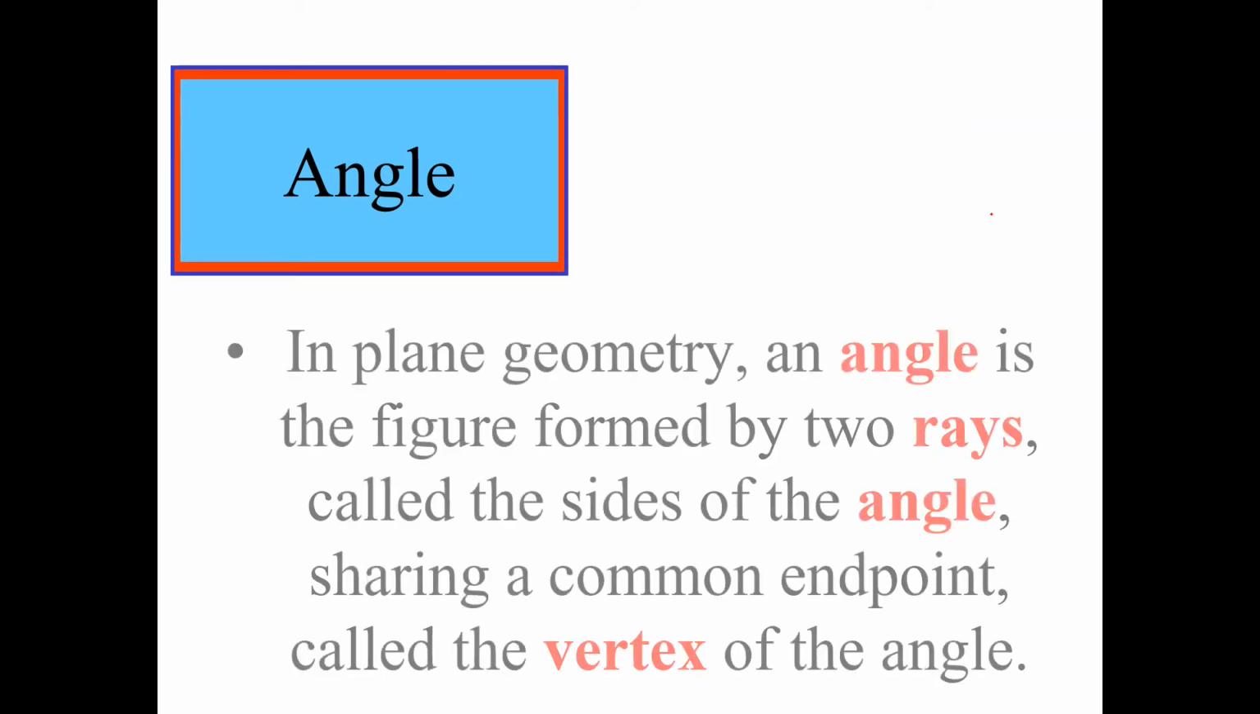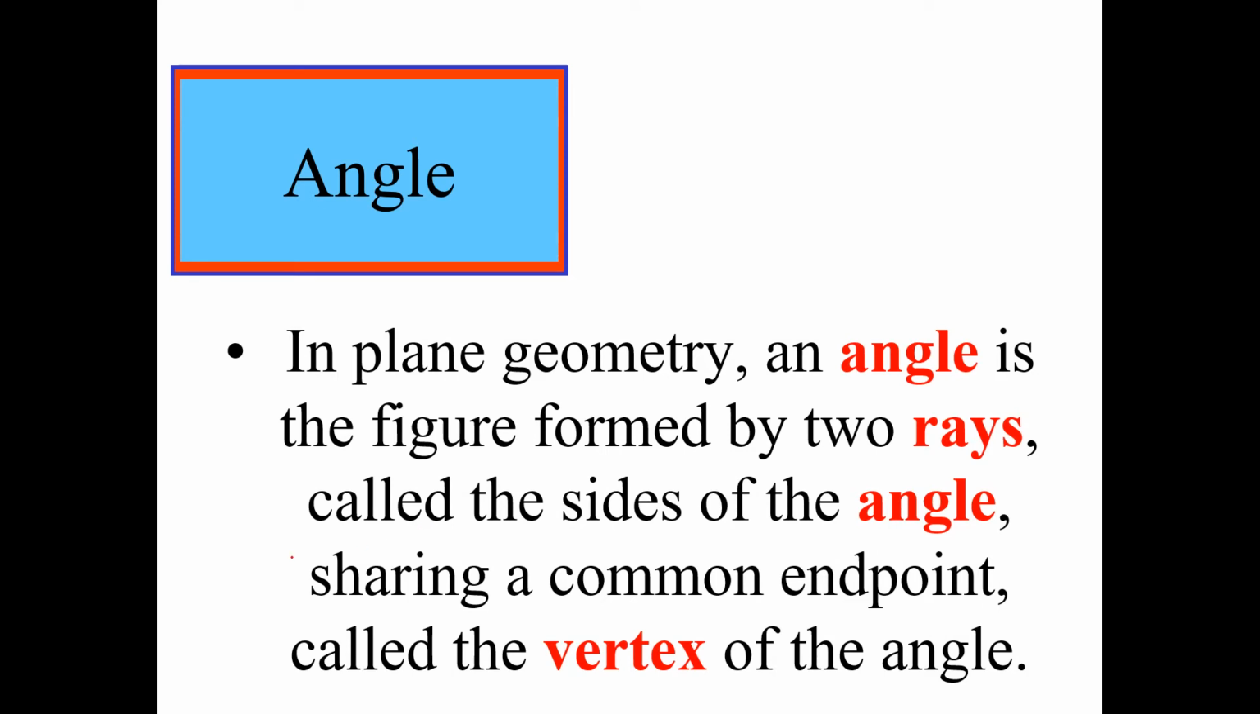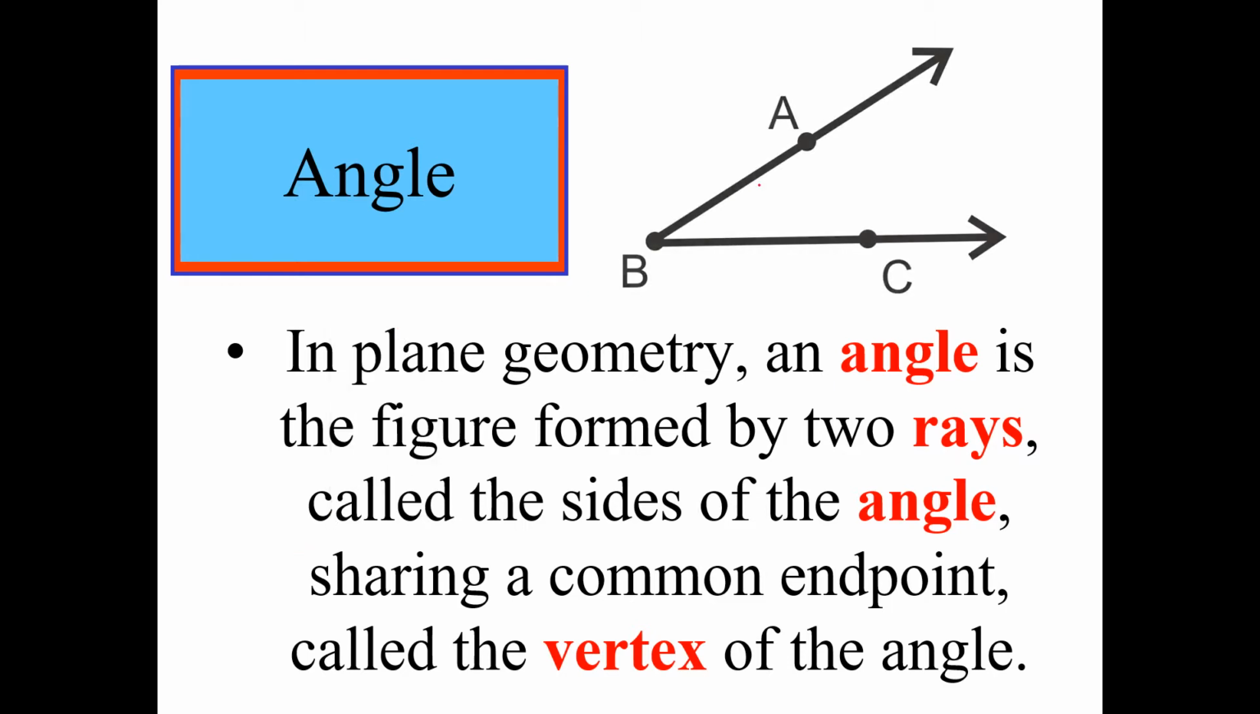So let's talk about what an angle is. An angle in plane geometry is the figure formed by two rays, called the sides of an angle, sharing a common endpoint called the vertex of the angle. So what that means is, if you look at this figure here, this is a ray, this is a ray, and they meet together at the vertex.